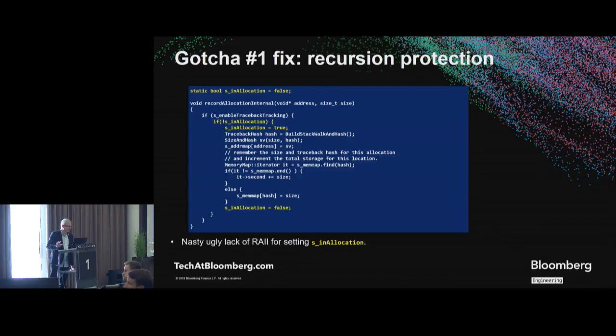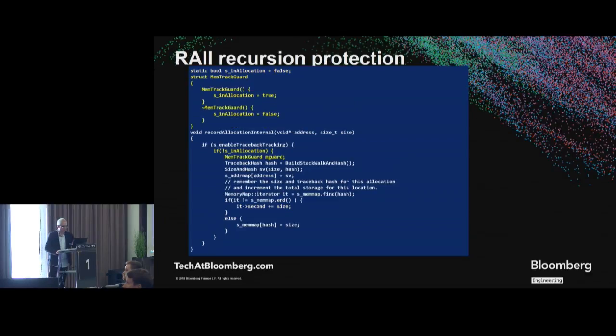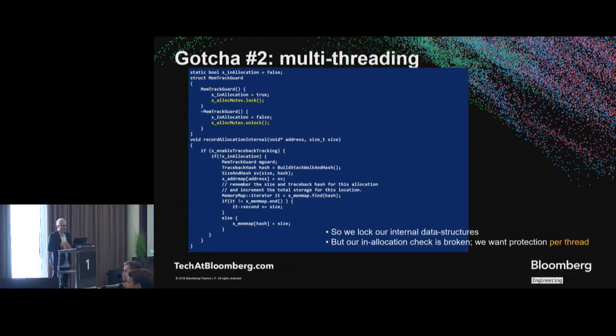Not a very nice way of doing it, right? So can we do better? Of course, we can do better with a little guard that keeps track of that. Still not the full solution, because our internal data structures are shared amongst multiple threads, so we do need to have some kind of locking around our internal data structures when we are doing this instrumentation. But in addition, our static inner allocation Boolean really doesn't cut it in a multi-threaded environment.